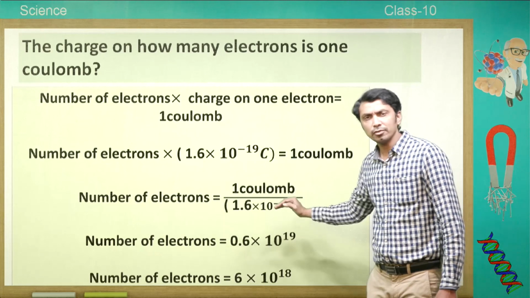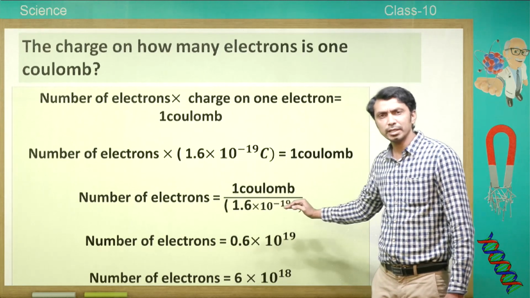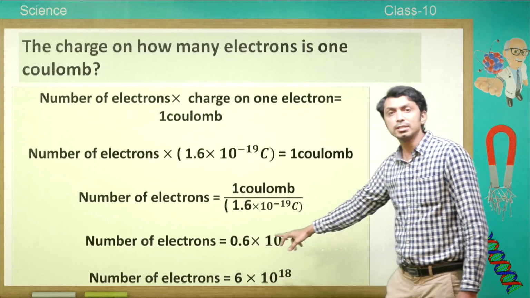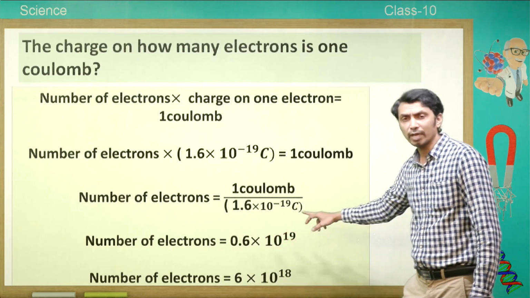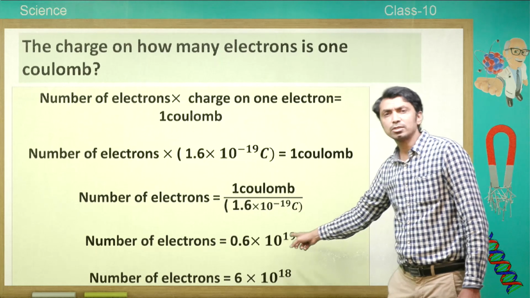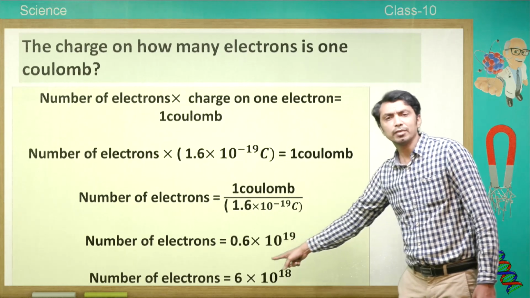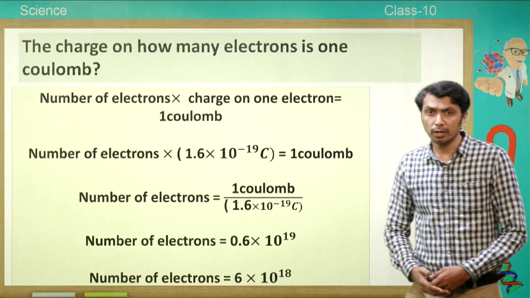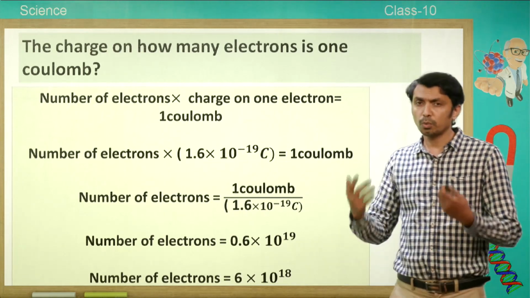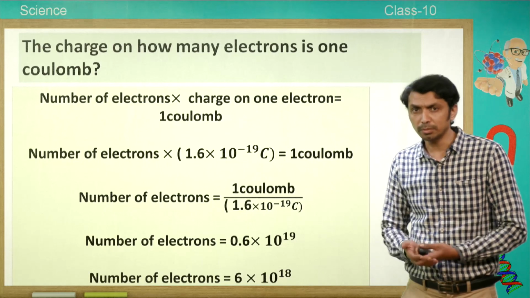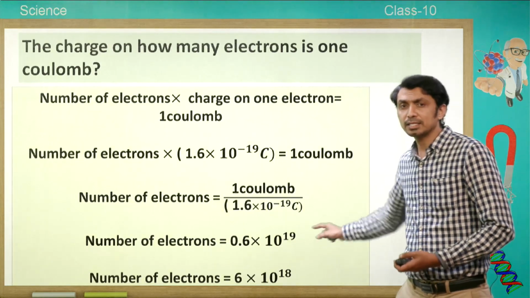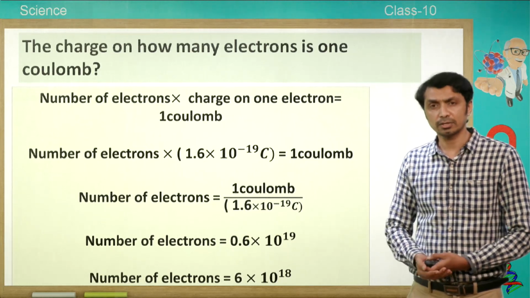As you can see, if we transpose it, it will go to the denominator and we will get the number of electrons equal to 0.6 × 10^19. Now, if we adjust it to the decimal place, we can write the same thing as 6 × 10^18 electrons. So now we know the value of 1 coulomb. That means it is the charge collectively present in 6 × 10^18 electrons.